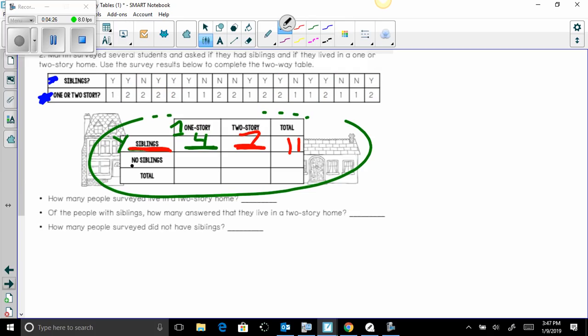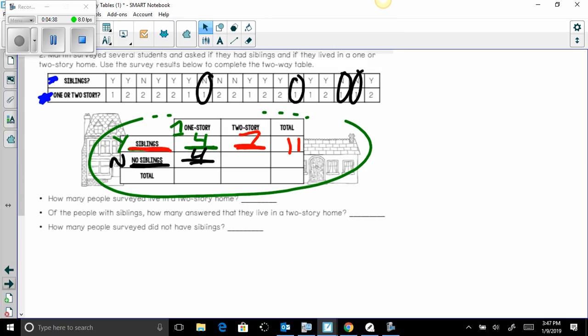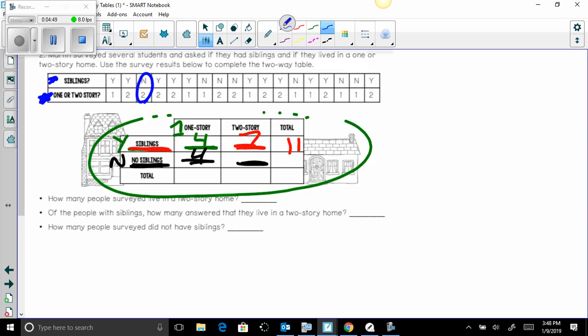Now I want to figure out who has no siblings, so an N, and lives in a one-story. 1, 2, 3, 4. So I get a 4 there. Next, I'm going to do if they had no siblings and they lived in a two-story home. So an N and a 2. Where are my N's? Right there, right there, right there. And that looks to me like that's it. So there should be 3 there.